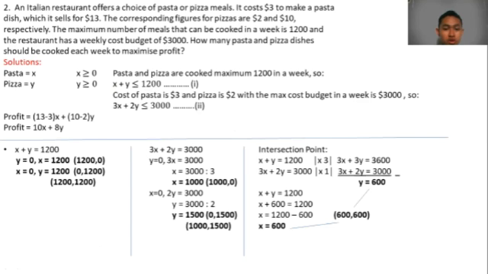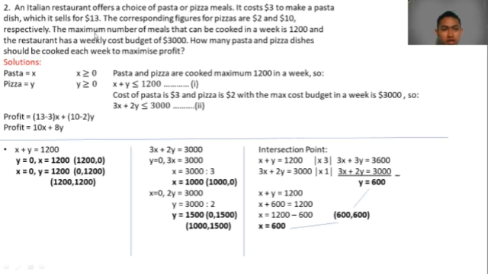Okay, let's go to the second question. The second question is: an Italian restaurant offers a choice of pasta or pizza meals. It costs $3 to make a pasta dish, which it sells for $13. The corresponding figures for pizza are $2 and $10 respectively.